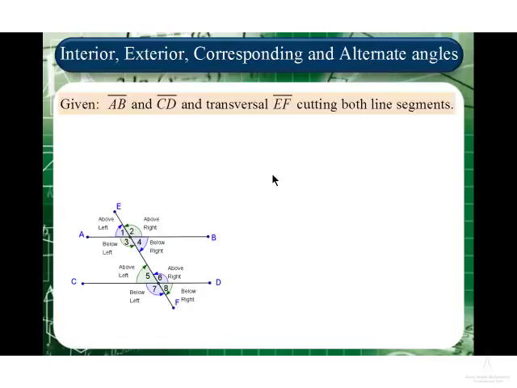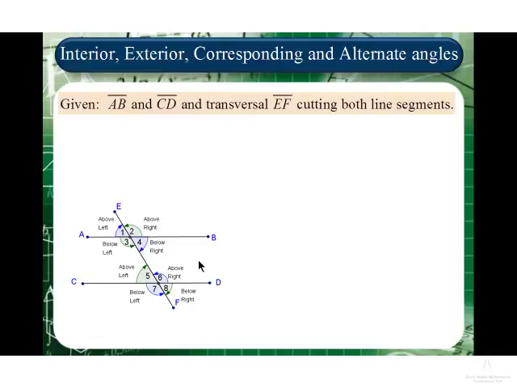Next we define very important sets of angles linked to line segments in general. These sets are referred to as interior, exterior, corresponding and alternate angles. Let us have a look at this situation. Given two line segments AB and CD and a so-called transversal line segment EF cutting both line segments as indicated on the screen, we would like to define these types of angles that are displayed on the screen.